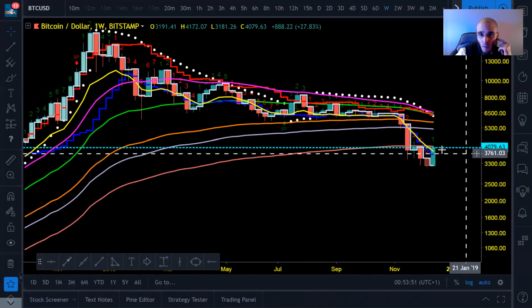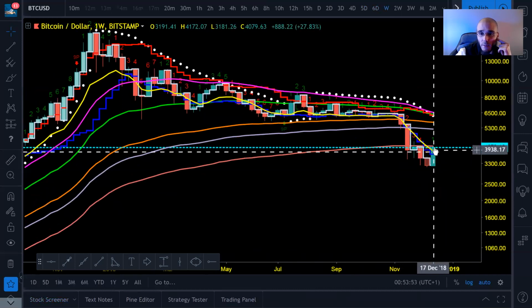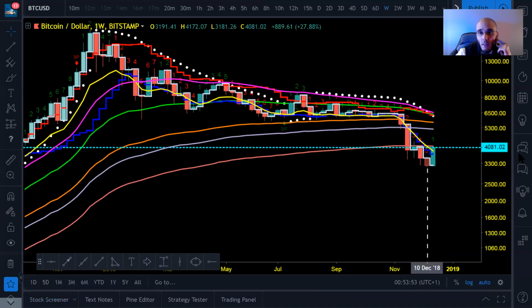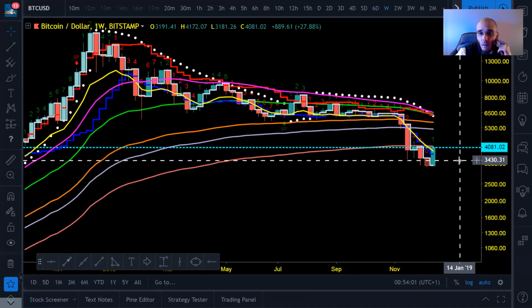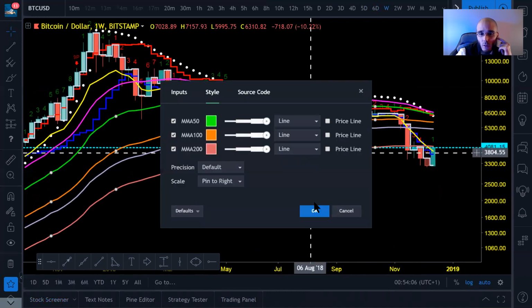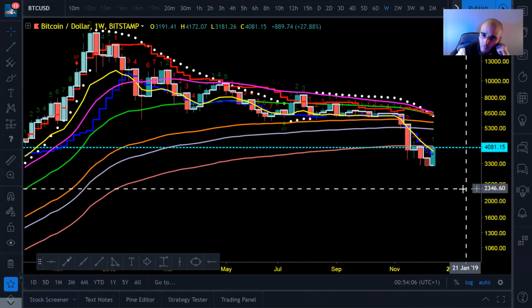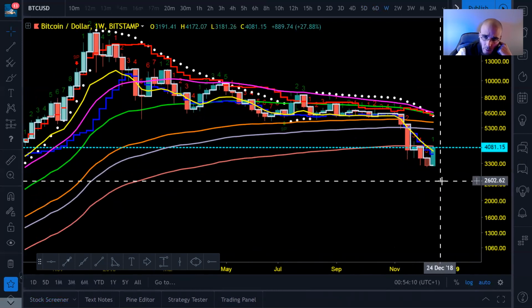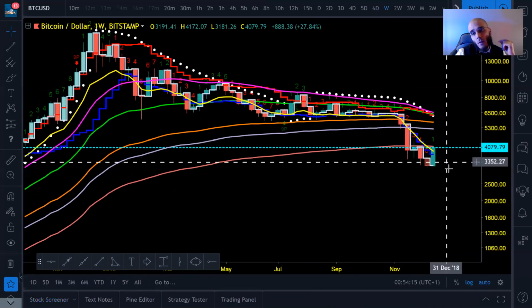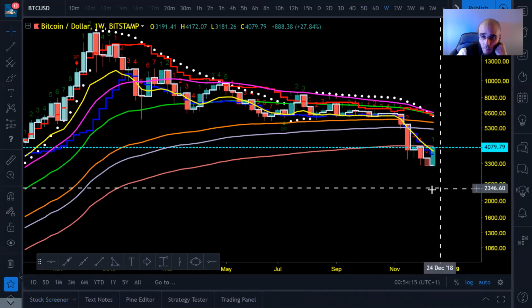1 week chart. The price is right now struggling to go higher than the 100, the 200 MMA. I never know if it's MMA or EMA. Yes, the 200 MMA. So it's hard to go higher than the 200 MMA according to the 1 week chart.